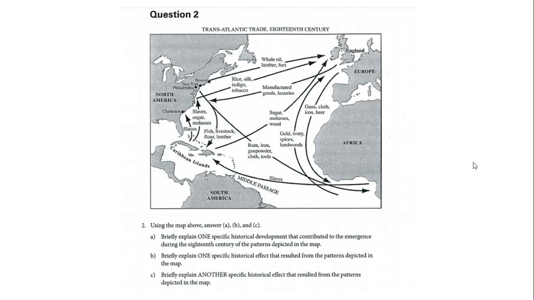And then parts B and C are almost identical. Briefly explain a specific historical effect that resulted from this. So as a result of this trade, what happened? And then give another one in part C. All right, so again, this is a pretty straightforward short answer question. The primary source, in this case a map that is given to you, is really just to help you, maybe remind you of some things. But for the most part, you would approach this like you'd approach the straightforward short answer.